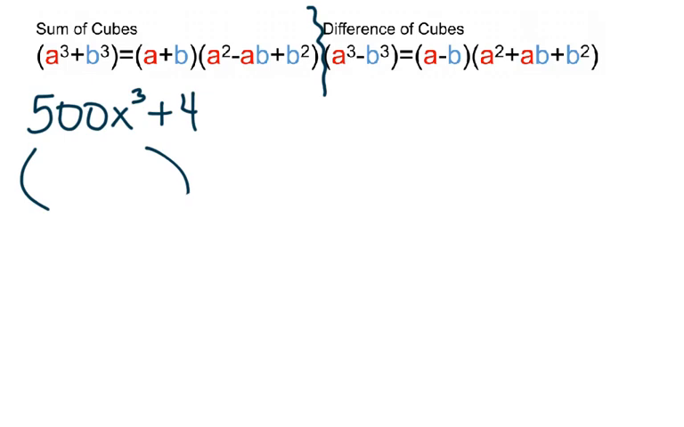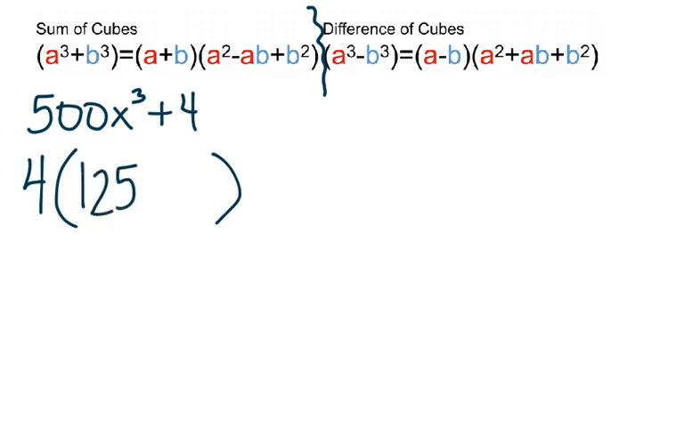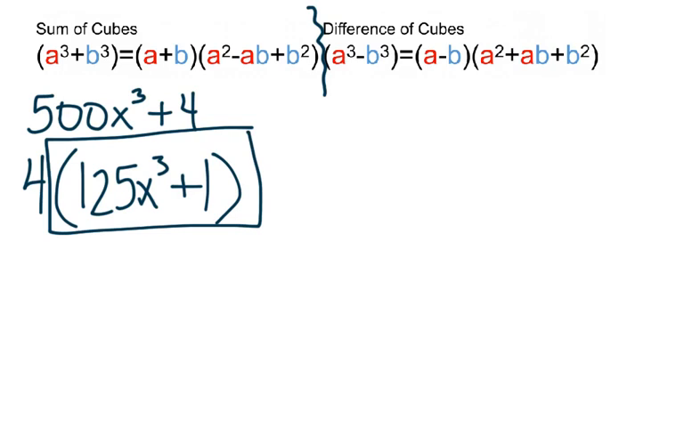So that should alert you that, remember, the very first step in everything you do in factoring is to find a GCF. The number that 500 and 4 are both divisible by is 4. So 500 divided by 4 is 125x cubed, plus 4 divided by 4 is 1. This part is the sum of cubes. And the 4 is just going to go at the very end, so don't even worry about that right now.